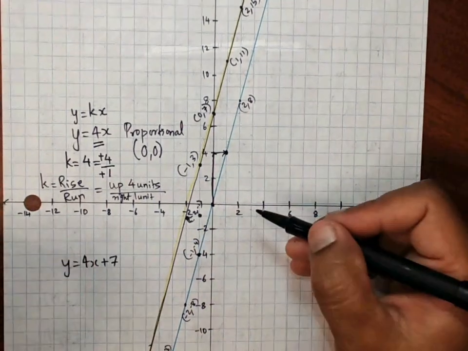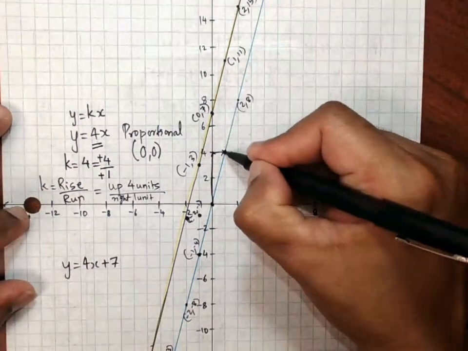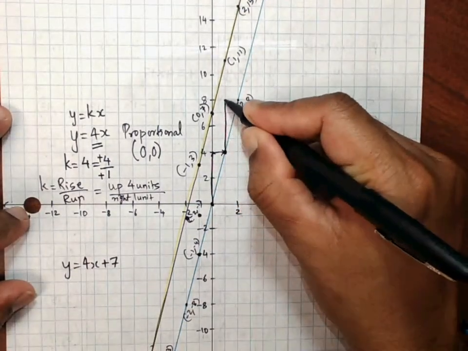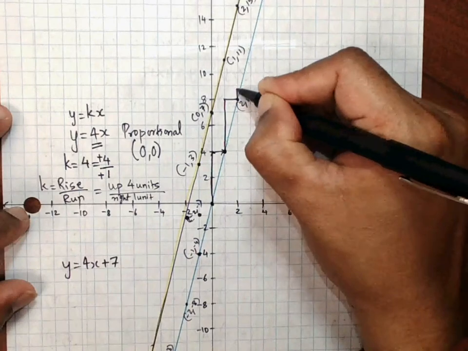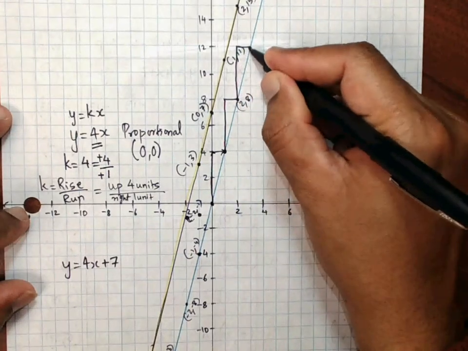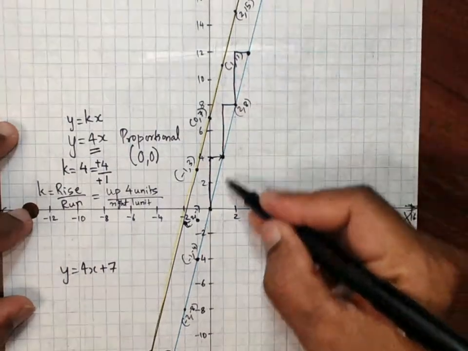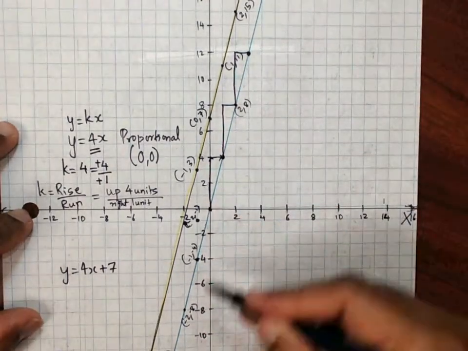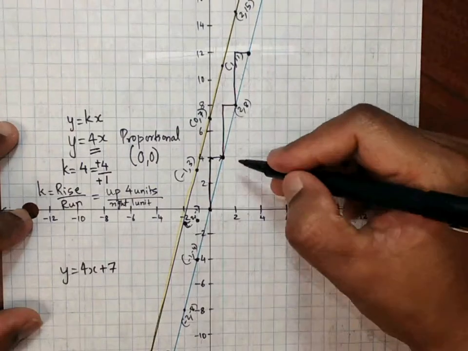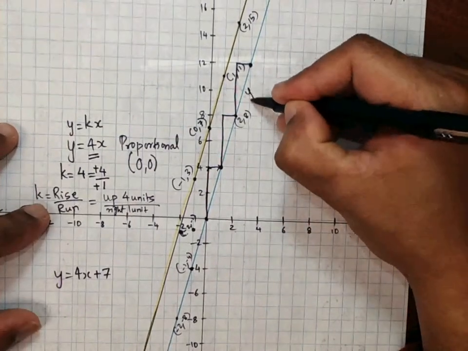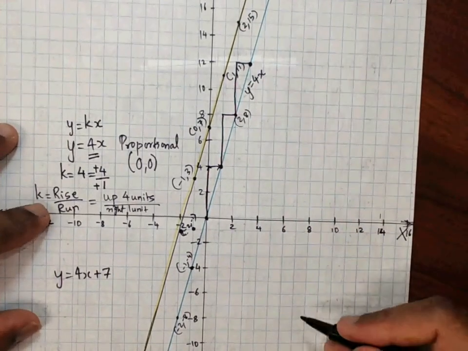So you don't have to do an IPO chart. You're going to do up 4, right 1, up 4, right 1, and you can always land the points, then you can plot the points. When you draw the line through it, all those points should be on the same line, and the line is represented by y equals 4x.